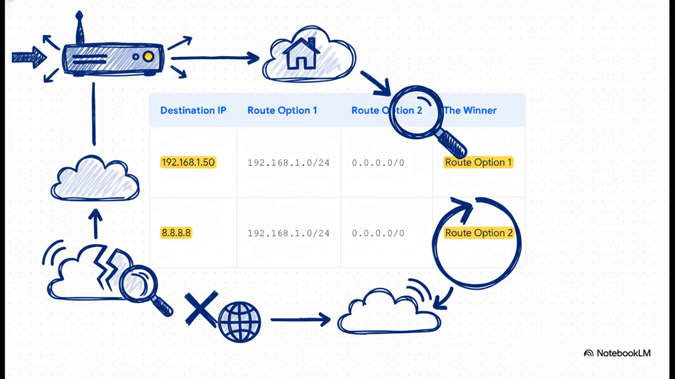Look at this first example. The destination is on the local network. The router sees two options, a very specific route for that local network and the generic match everything default route. Well, the local route is a much better fit, so it wins, hands down. But in the second example, for an external address like Google's, there's no specific local route that matches, so the only option left is our trusty default route. It only gets used when there's no better choice available.